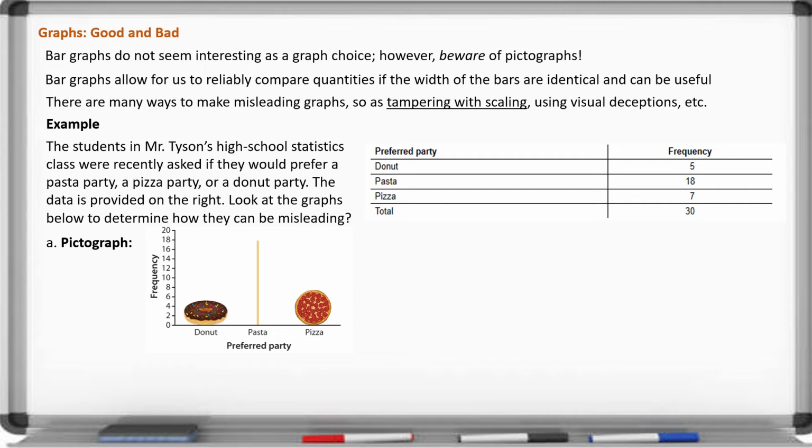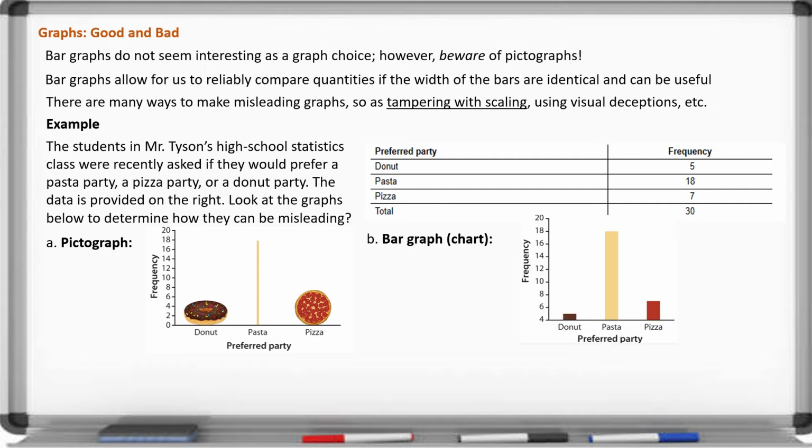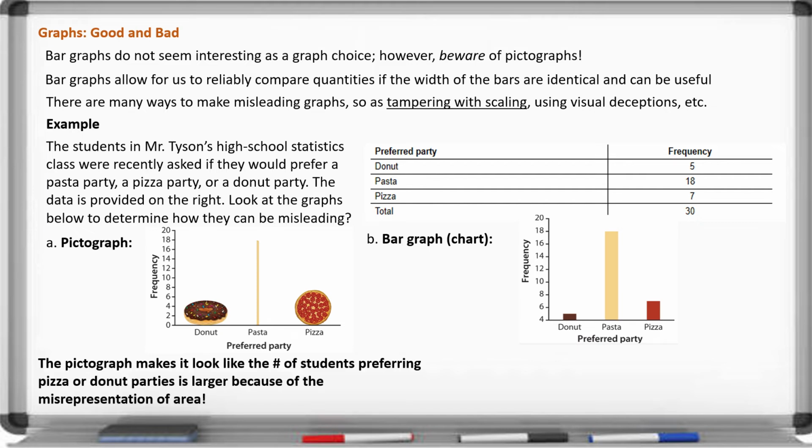notice the pictures instead of the bars. Compare that to a bar graph, where pasta is clearly the highest bar, pizza is the second highest bar, and donut is the smallest. Now let's look at the pictograph. The pictograph actually makes it look like the number of students preferring pizza or donut parties is larger because of the misrepresentation of area.